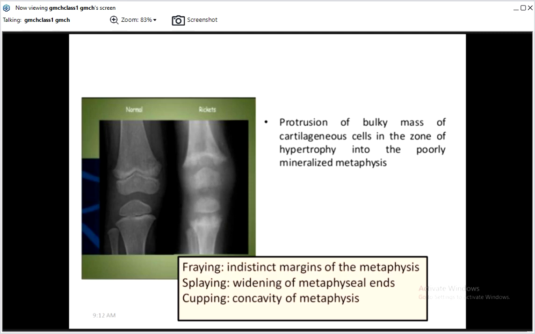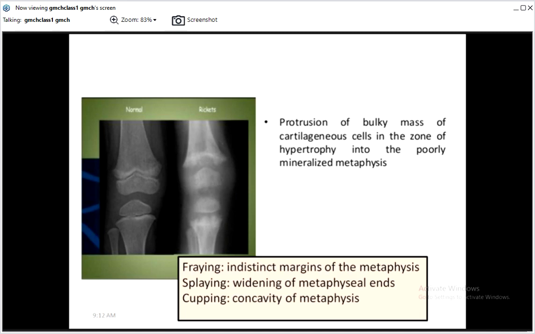Now coming to a few X-rays of the bones. Here what you can see on these X-rays, this is the AP X-ray of the knee joint. This is normal, this is abnormal. What you see is a well-defined metaphysis, and only a little bit of space. Here these margins are irregular. There is widening of this space, and it has formed a sort of concave cup. So these features are characteristic of which disease?